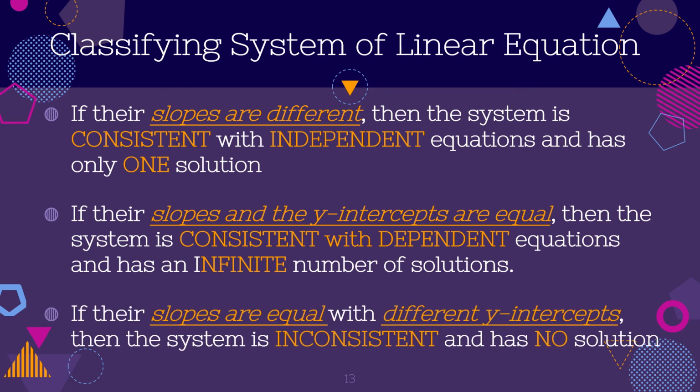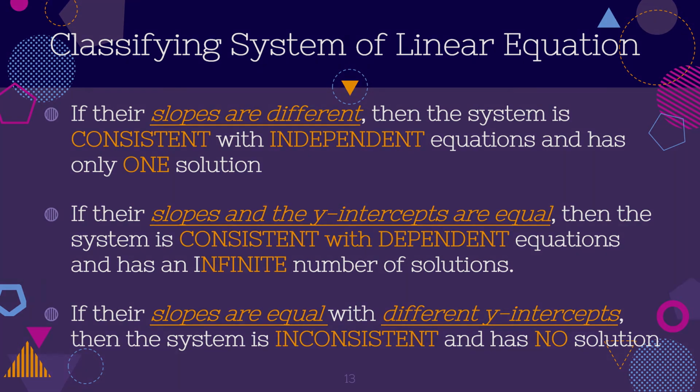And lastly, if their slopes are equal with different y-intercept, then the system is inconsistent and has no solution. Therefore, the graph is a parallel line. Is that clear, class? Yes!